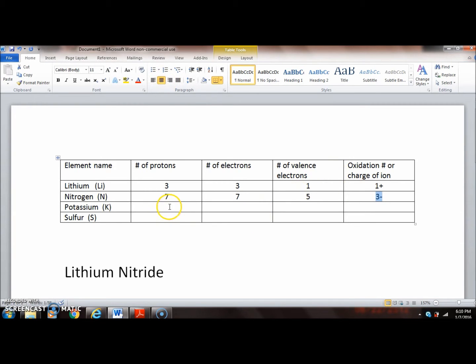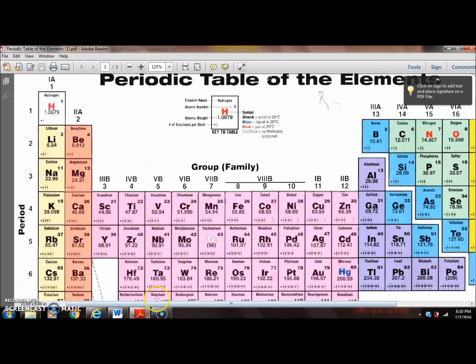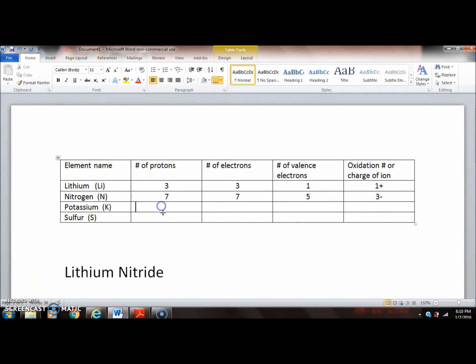Okay, let's go fill in potassium. Let's go back to our periodic table. Potassium's atomic number 19, and it's got 1 valence electron. So it's got 19 protons, 19 electrons. It's got 1 valence electron, which means it also will become a 1+ charge.